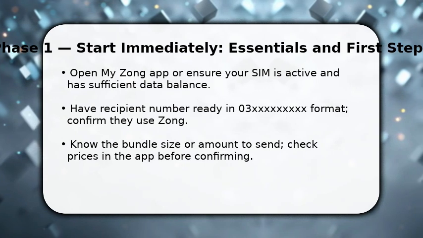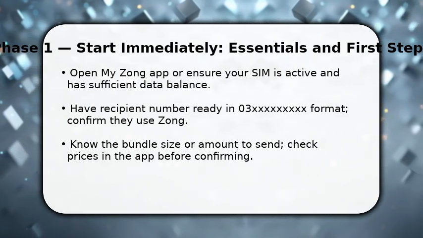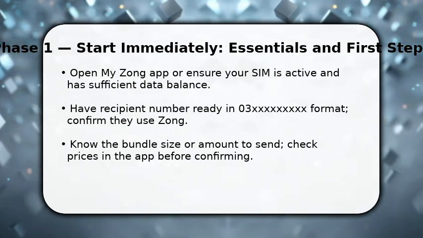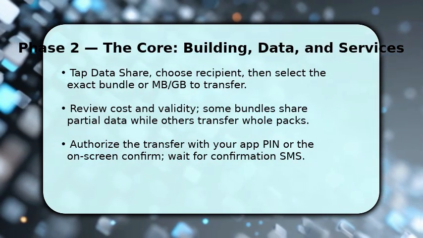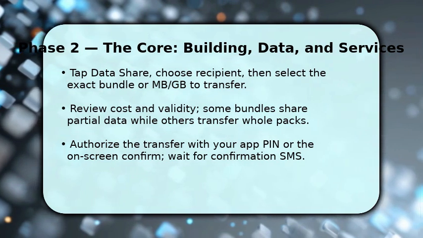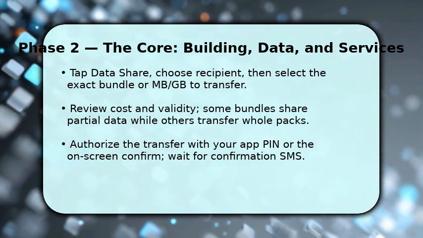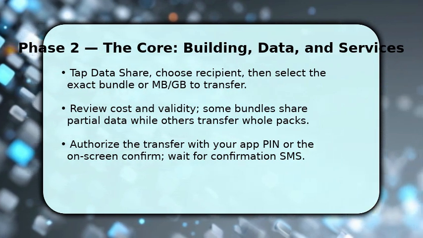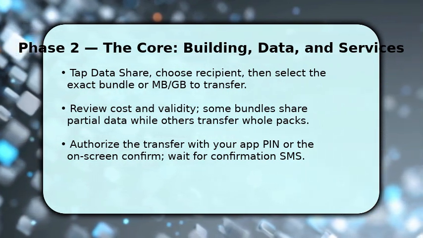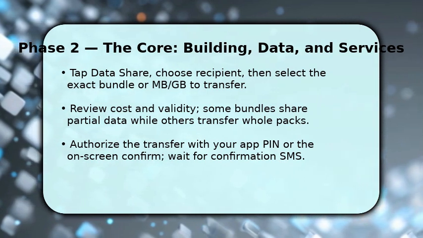The app lists available bundles and prices, so you can pick the correct size before moving to the next step. Now you select the recipient and the exact bundle or amount to send because precision matters for billing and validity. Once selected, review the cost and the validity period. Some options move whole packs while others send a specific MB or GB allocation.